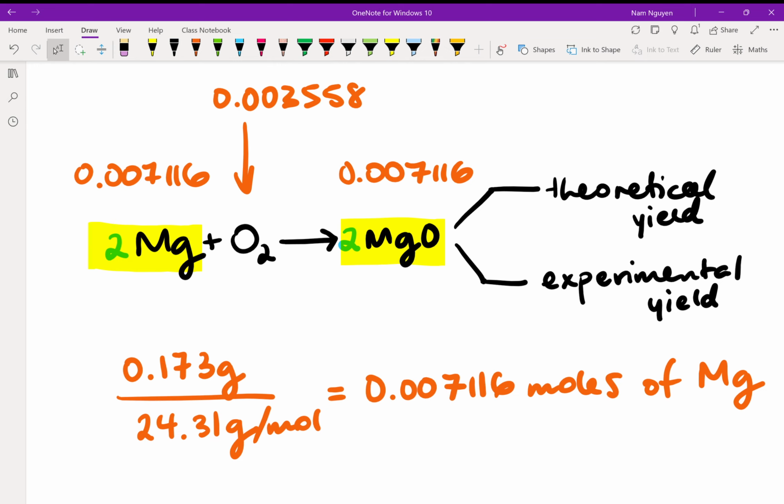Alright, so on my screen, what I have is the calculated amount of moles that Marvin used in his experiment. I got that from him measuring 0.173 grams of magnesium. So if he's got 0.173 grams of magnesium, that means he has 0.007116 moles of magnesium. And we did that by using the equation, number of moles is equal to mass divided by molar mass.